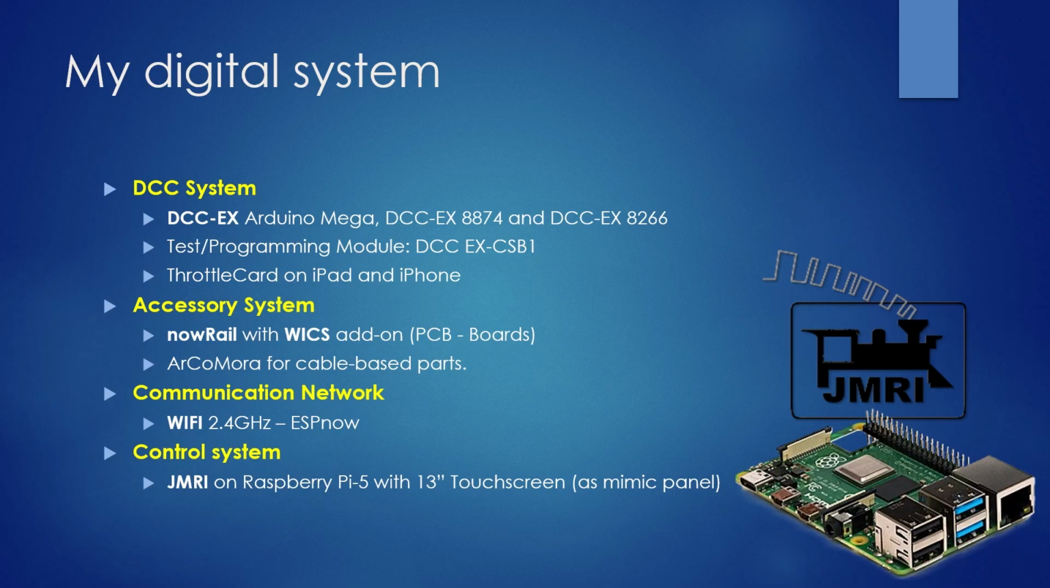GMRI running on the Raspberry Pi 5 is going to be my automation software. It's continued developed and open source. GMRI is working well together with both DCC-EX and NowRail. I will also connect a touchscreen working as my mimic panel, where I can see train, signals, turnouts and more, and with a finger on the screen control the accessories. The Raspberry Pi will be controlled from my PC using the remote control software called VNC.